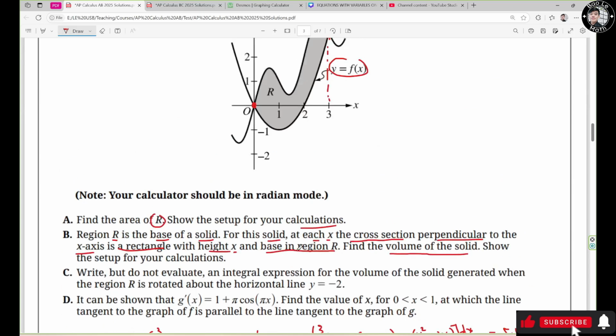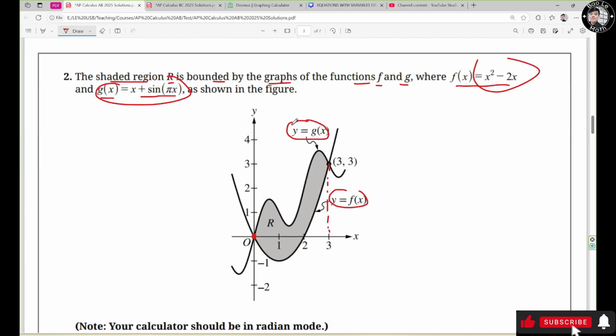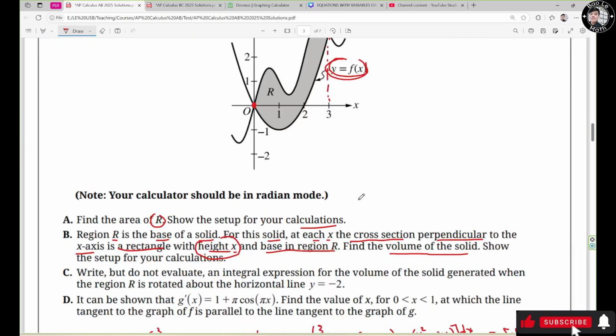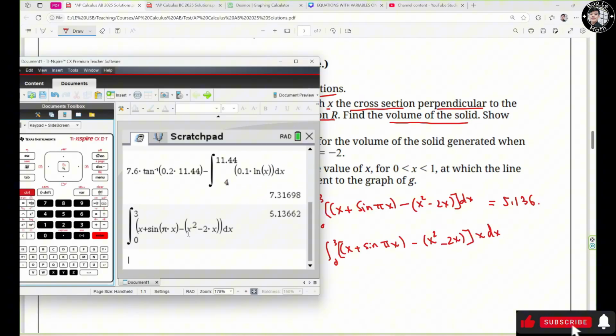Now, the length, which means the height of the rectangle, is going to be s right here, right? So I'm going to put s outside, right? Now, the width is going to be the function g of s subtract f of s, right? So I have g of s right here, subtract f of s, times s ds, right? Alright, so it turns out to be the integral from 0 to 3 of s plus sine pi s minus s squared minus 2s, times s ds, right?